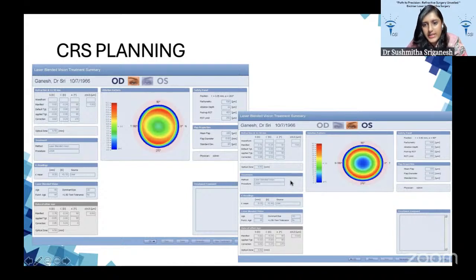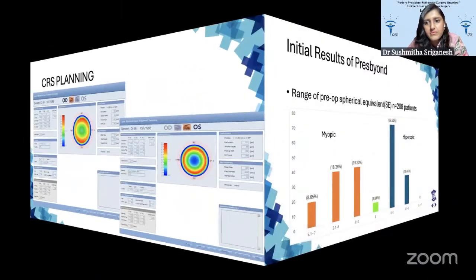We do this for the other eye as well, and this gives us the ablation profile. This can be exported into the MEL 90 excimer laser, and the LASIK procedure itself is like any other LASIK procedure as already shown before.